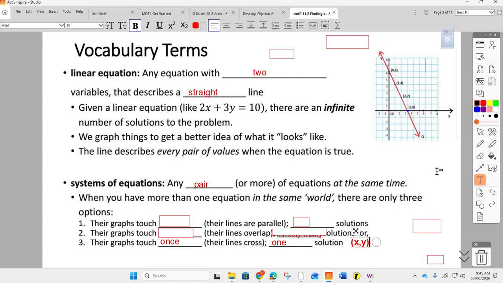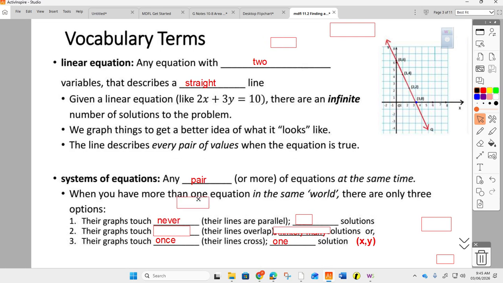Is that what this means? Yeah. And on a graph, you would see that those lines never touch, so parallel lines. But when you're working it algebraically, the variables have disappeared and you have a false statement.